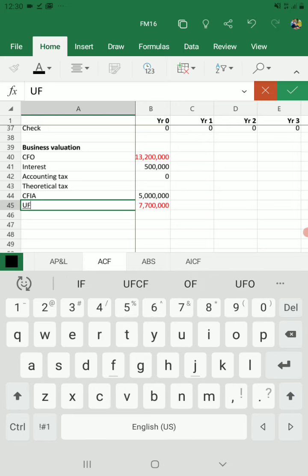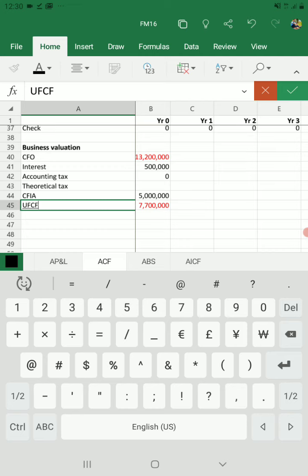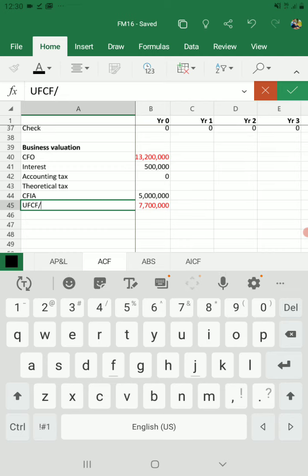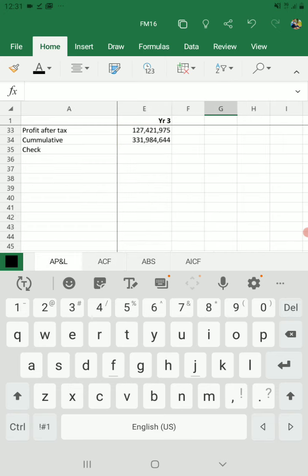So this one will give us our unlevered free cash flow, aka free cash flow to the firm. What we are missing here is the computation of theoretical tax. So we go to our annual P&L sheet here to compute it.